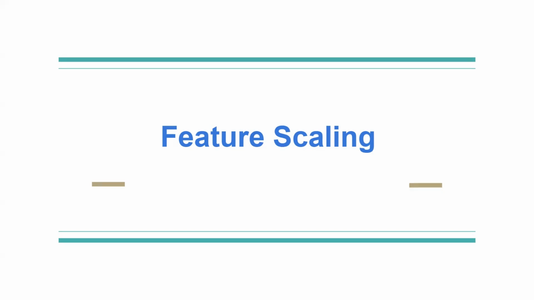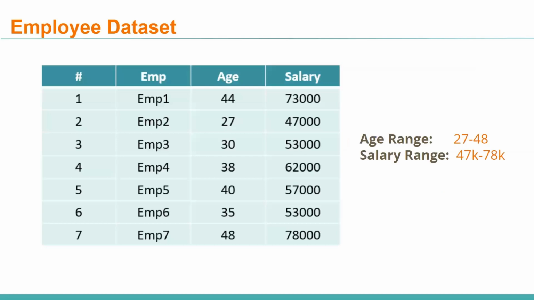Today we'll discuss feature scaling. So I have an employee data set which contains three features: employee, age and salary. Age column ranges between 27 to 48 while salary column ranges between 47,000 to 78,000. Now it's clearly visible that there's a huge difference in the magnitude of both the features.